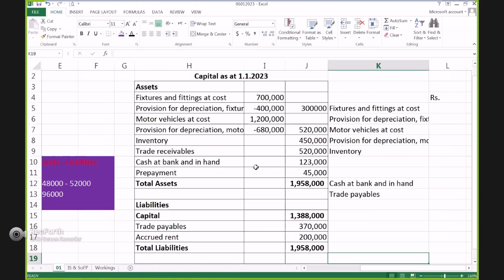Okay. So this is the basic thing. First, you have to identify the capital. So you have to find out the capital. For that purpose, yes. Sir, how do we identify whether the prepayment is our side or customer side?